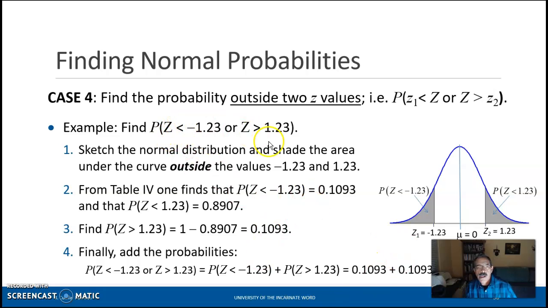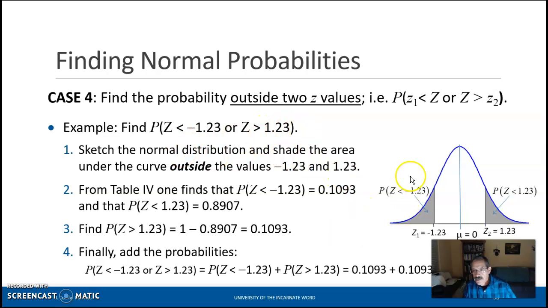So in this case, it's the probability outside two z values. And here I notice that this is incorrect, so I need to correct this statement. But here, let's look at the example. This is correct. So we're looking for the probability that z is less than minus 1.23. So this should be z, capital Z, less than z1, or z larger than z2. And in this case, we're looking for z larger than 1.23.